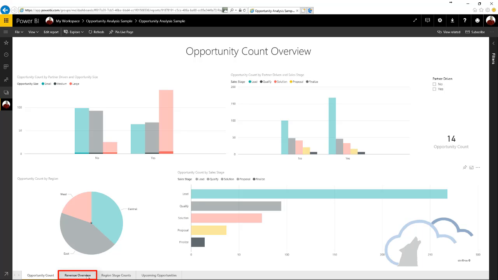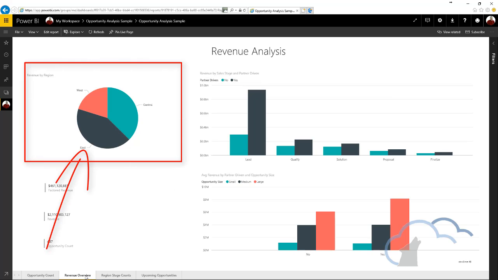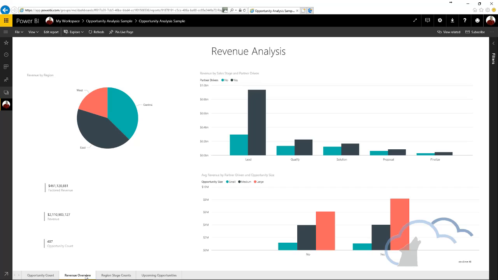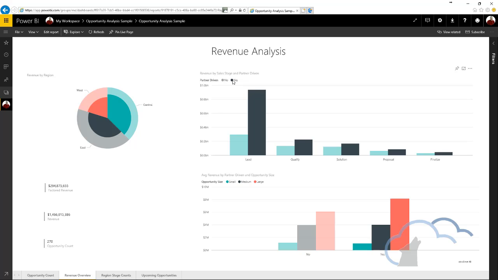Page 2 of the report is titled Revenue Overview. This page takes a similar look at the data but uses a revenue perspective instead of count. East is the biggest region, not only in opportunity count but in revenue also. Filtering by partner driven, I'll select Yes in the legend in the top right. This reveals revenue of 1.5 billion and 294 million.